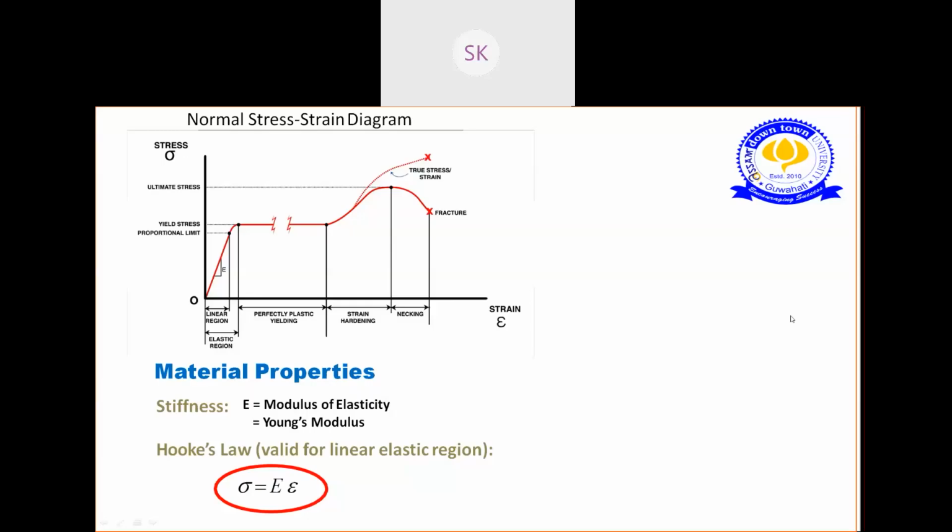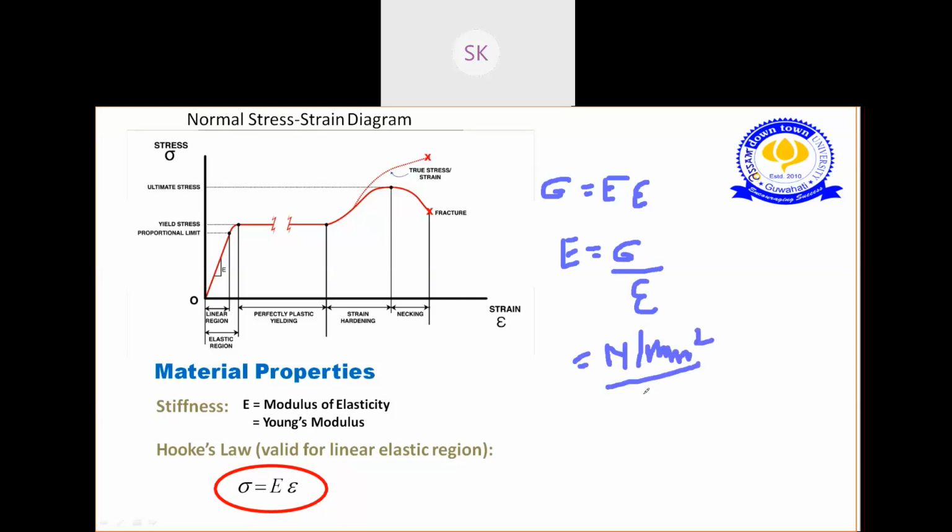Okay, just see now. Your Young's modulus is nothing but stress equals E times epsilon, right? So Young's modulus can also be written as stress by strain. Stress has a unit of, suppose, Newton per mm square, right? Strain has no unit. Now tell me what will be the unit of E? The unit will be Newton per mm square.